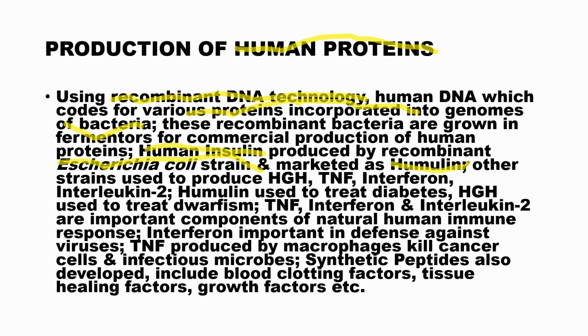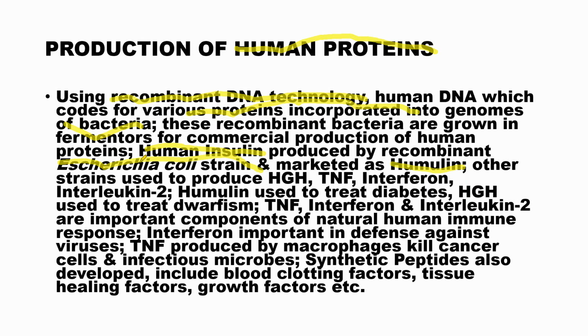So, the protein human insulin is naturally produced in the human body. Now, we can produce it by recombinant DNA technology using a recombinant E. coli strain, and we market it as Humulin. That is the marketing name, the brand name.